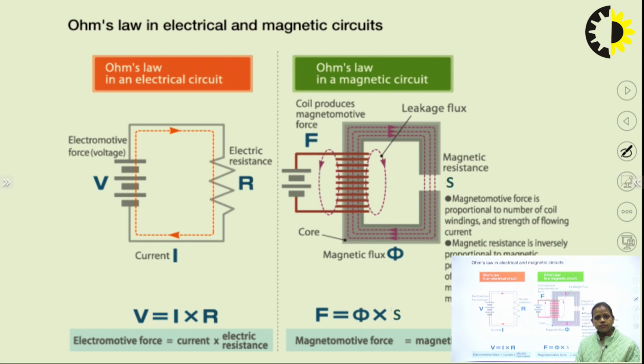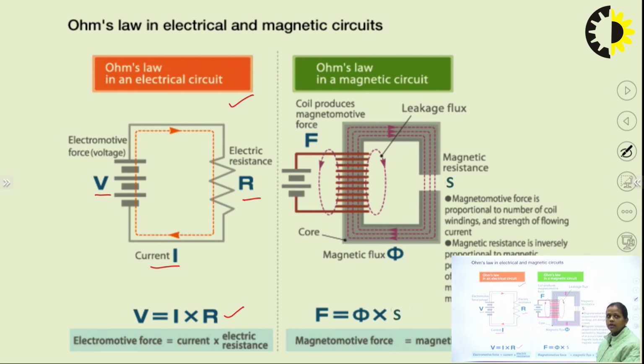Now, next we have Ohm's law in electrical and magnetic circuits. If we see Ohm's law in an electrical circuit, we have the electromotive force, we have resistance here, and the current flowing in this circuit. According to Ohm's law, we can write V is equal to I into R, right.